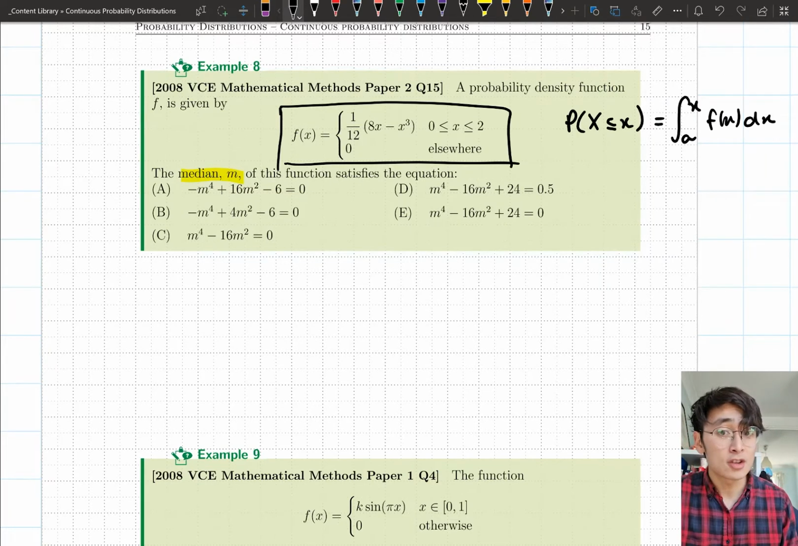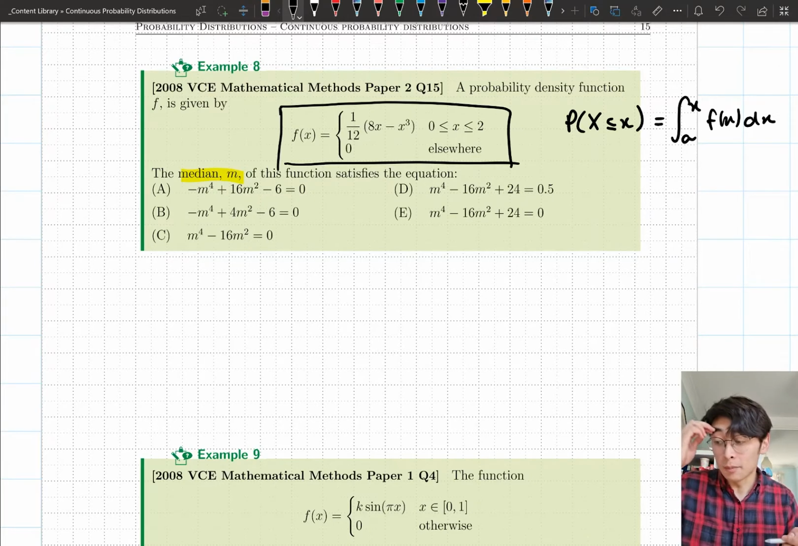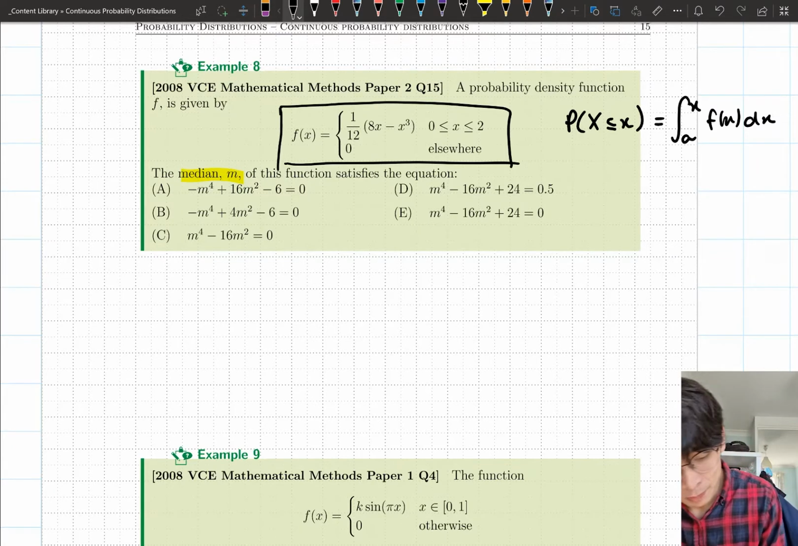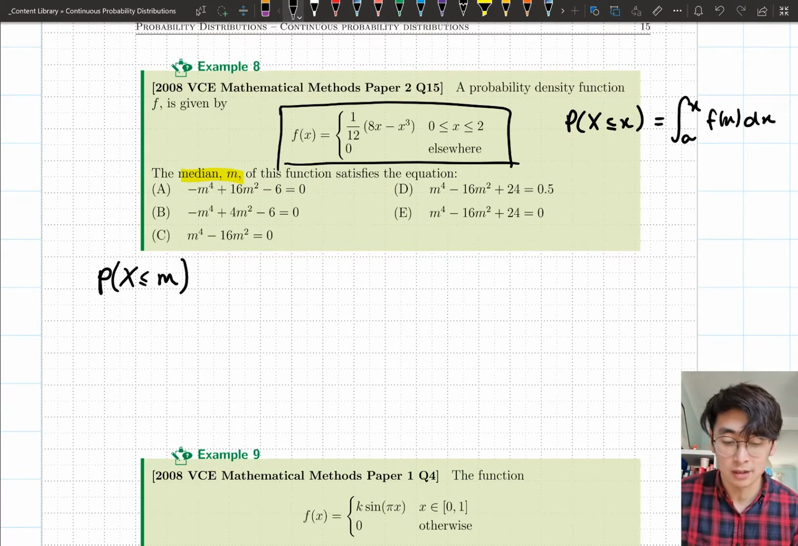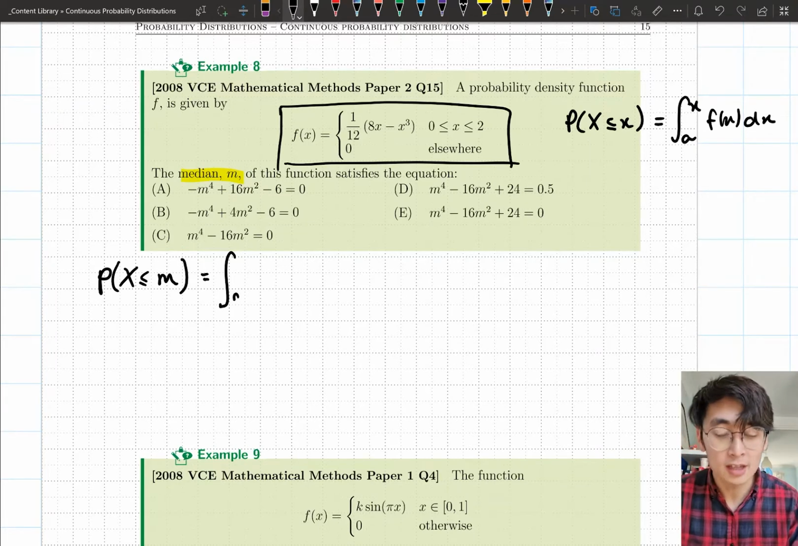Now the median is just the middle score, right? So if it's the middle score, that means that 50% of my scores have happened. So what I want this answer to be equal to is a half. So the way I'm going to answer this question is I'm going to set it up like so. Here, we want the probability of x is less than m, and m is just my median score. And so that is from a to m.